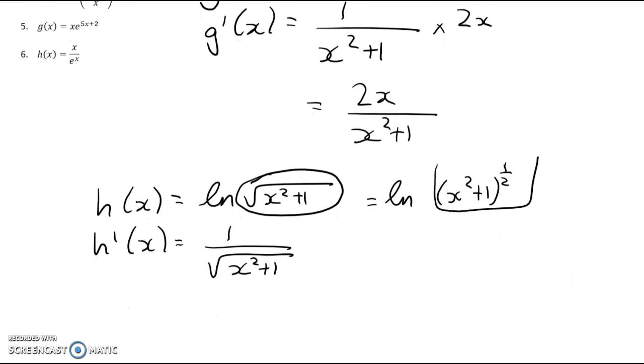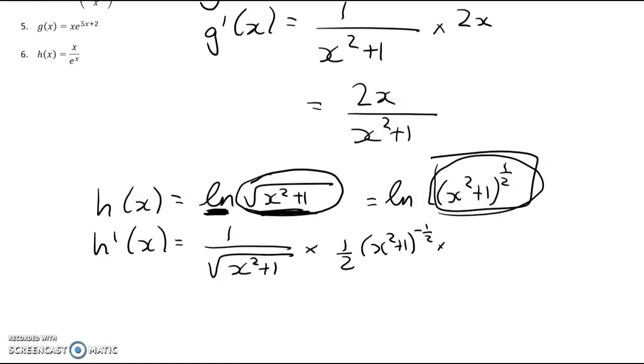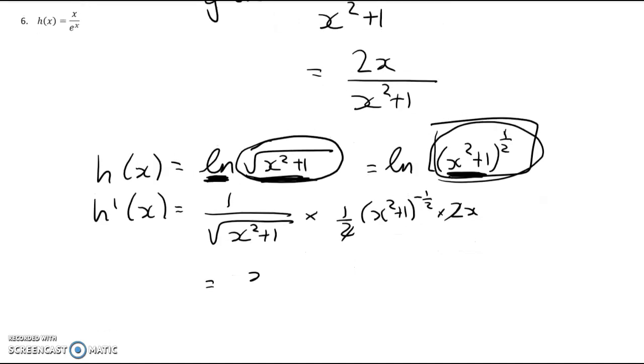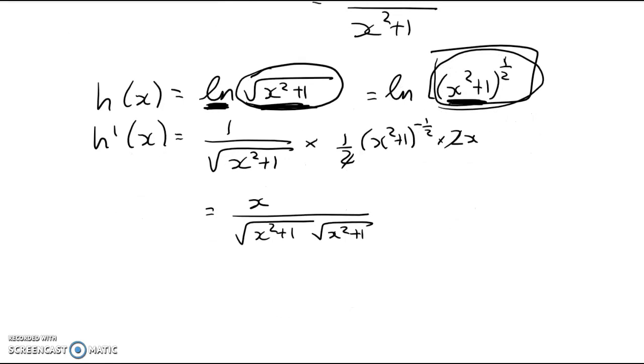So let's differentiate this just for some practice. It's 1 over the thing because it's the natural log. So this is the outside function, this is the inside function. Now the derivative of the inside function is going to be 1/2 times x squared plus 1 to the negative 1/2, times the derivative of this, which is 2x. And that whole thing is going to give me x over root x squared plus 1 times root x squared plus 1, which simplifies to give me x over x squared plus 1.